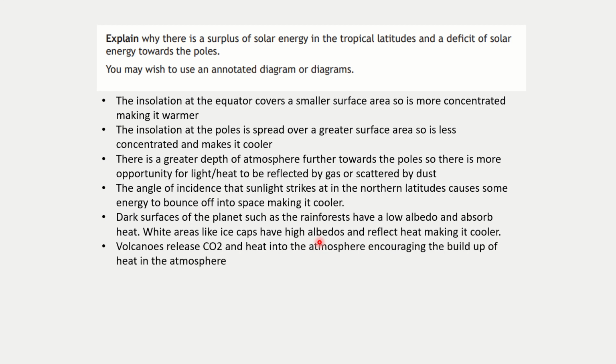Some other labels which don't necessarily go on the diagram, which is why I'm dealing with them here, are that volcanoes, natural features of the Earth's system, release huge amounts of CO2, carbon dioxide, and also release heat directly into the atmosphere. These two factors also account for the heating of our planet's atmosphere, and they have an influence upon it.